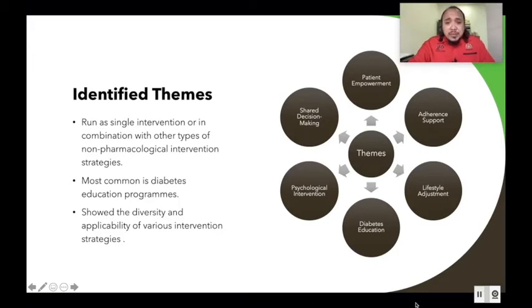The six themes that emerged showed the diversity and applicability of various intervention strategies in Malaysia. These themes could be combined to develop a more comprehensive module for the management of diabetic patients in Malaysia. This review is another step towards achieving a better understanding of how healthcare providers can apply different intervention strategies in the context of diabetes management.